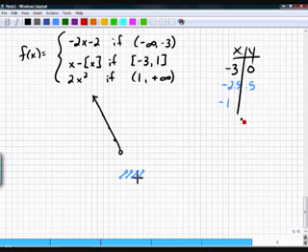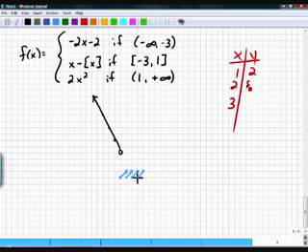We're going to graph now 2x squared from 1 to positive infinity. Let's plug in 1, 2, and 3. Plug in 1 into 2x squared, what do you get? 2. Plug in 2, what do you get? 8. Plug in 3, what do you get? 18. Plug in 1, we got 2. Plug in 2, you got 8. Plug in 3, you get 18.